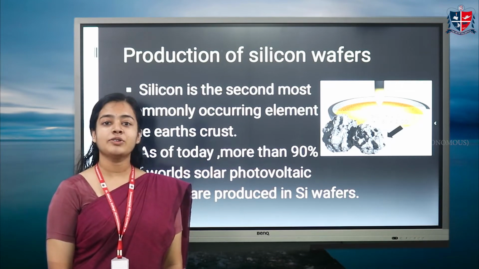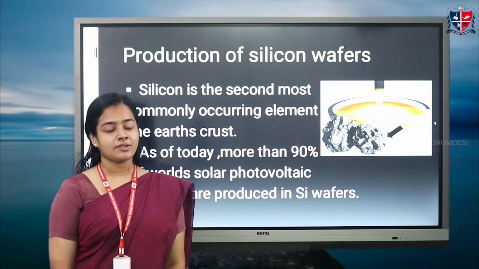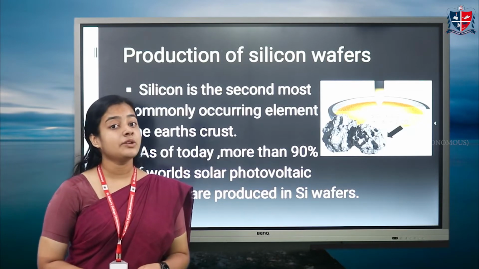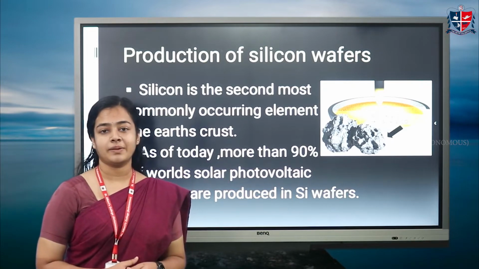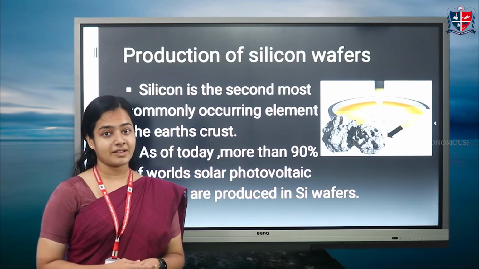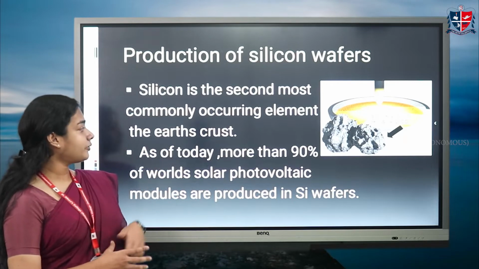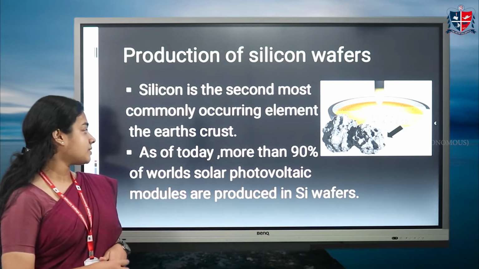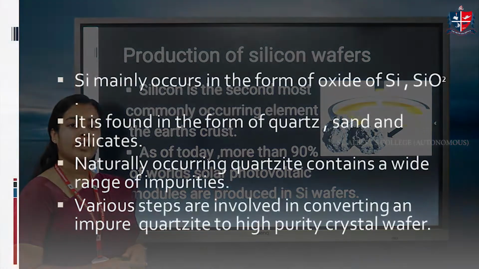So today we are going to discuss the production of silicon wafers. Silicon is the most commonly used semiconductor material for the production of solar cells, and it is the second most occurring element in the Earth's crust after oxygen. As of today, more than 90% of the world's solar photovoltaic modules are produced from silicon wafers.